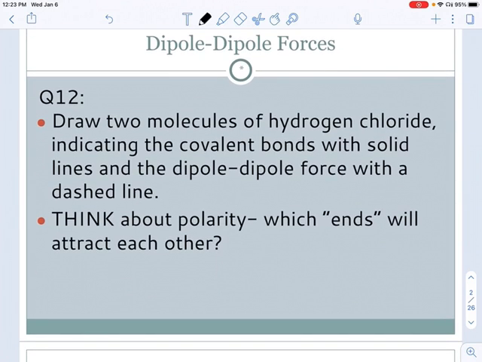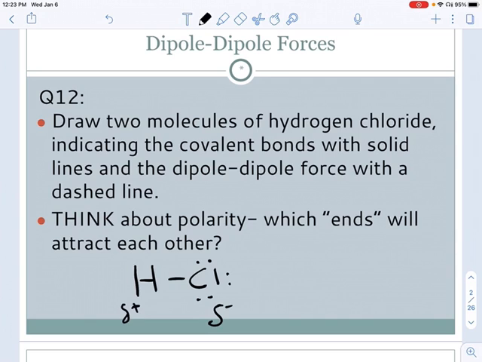So let's think about this. If we have two molecules of hydrogen chloride and we want to show the dipole-dipole force between them, how would we draw that? Last unit, we learned how to draw hydrogen chloride. We learned that hydrogen chloride looks like this. And we learned that there's a partial positive on the hydrogen and a partial negative on the chlorine.